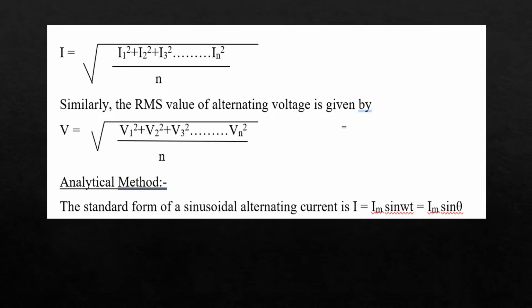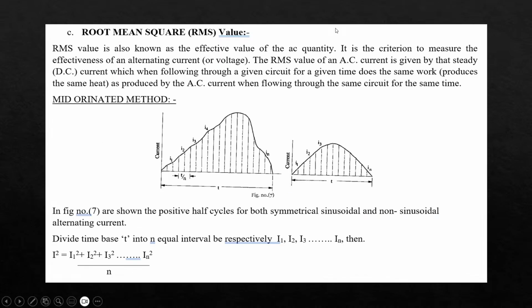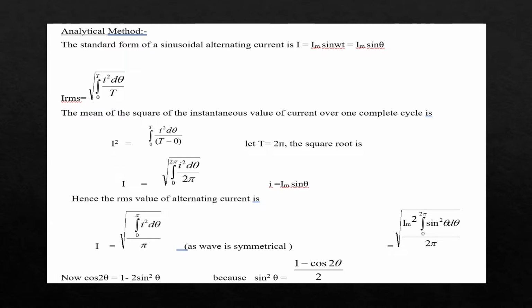So you understand that. So we have this formula, and according to this formula, what they do is the mid-ordinate method. They just do this through the graph. Here is the actual part. So here we understand I equals the integral from 0 to T of I squared d theta, divided by T, T again being the time period. So it is the mean of the square of the instantaneous value of current over one complete cycle. So I squared. First let's see I squared.